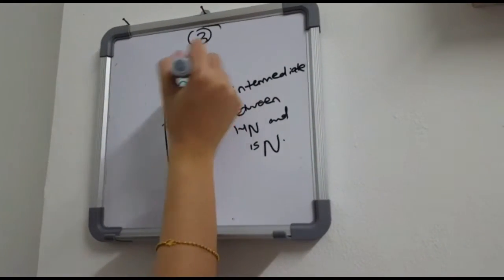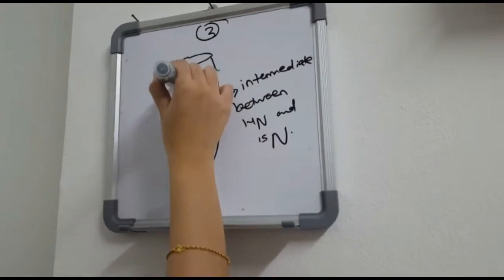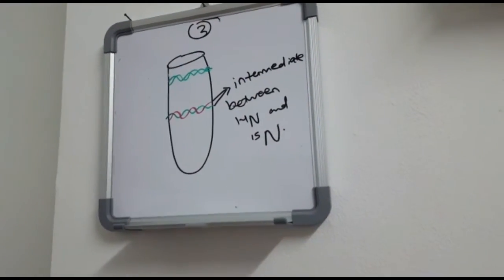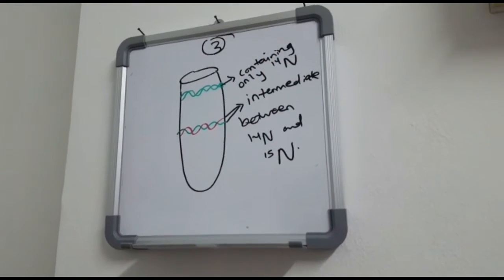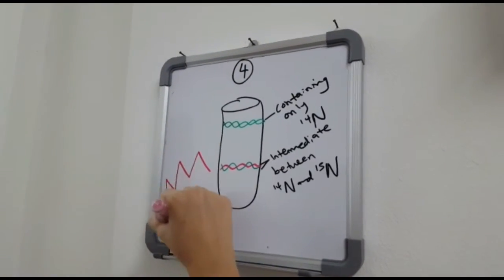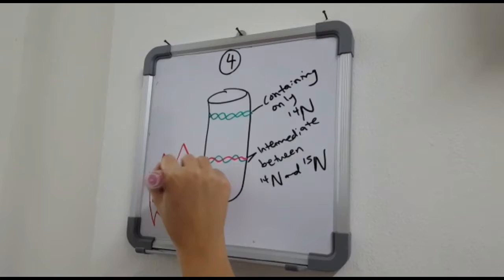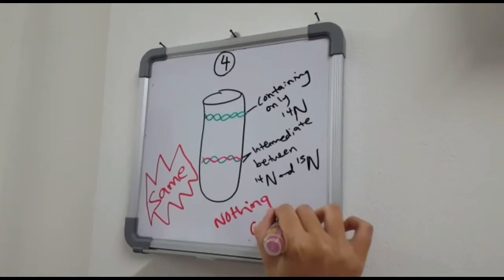In the third part of the experiment, after the second round of replication, the intermediate strand still retained itself and a less dense 14N band formed. In the fourth part of the experiment, they repeated the same procedure and found that the results remained the same.